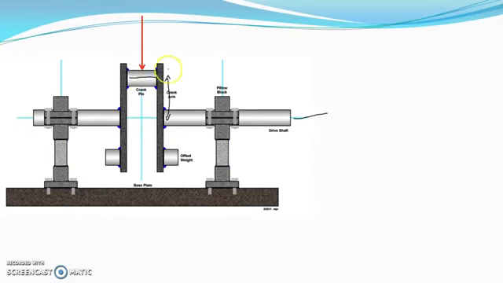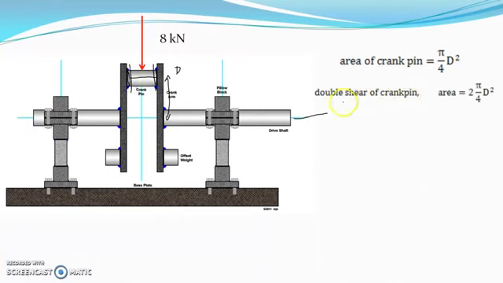A load is applied perpendicular to the crankpin axis, the load is 8 kN. Then it will fail due to double shear, because it will fail here or here. On these two sides it will fail due to shear failure. So the area of the crankpin, if we take D as the diameter of the crankpin, which we have to find out, is pi by 4 D square. It's very simple. There are 2 sides, so 2 shear failures will happen, here and here. That is double shear of the crankpin.